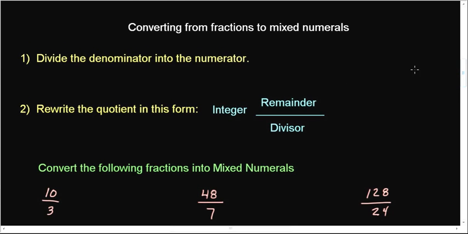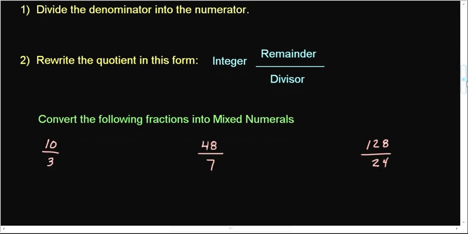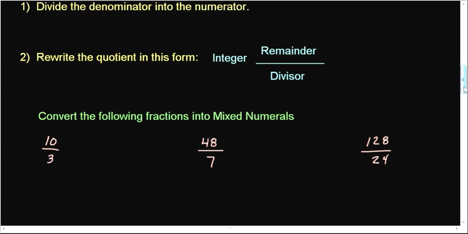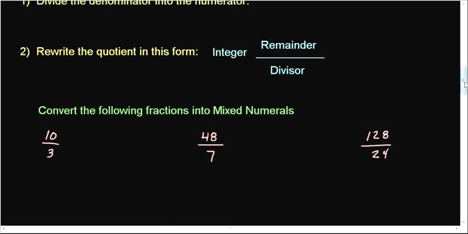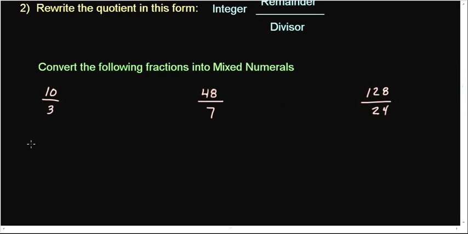And so I have three examples down here. So let's go ahead and do each example first, or the first two examples. The third example, I'm going to show you there are some things that we can do beforehand to make our job just a little bit easier. Okay, let me choose a color here that I like. We'll go with yellow. Alright, so we're going to divide the denominator into the numerator. That means that the denominator becomes the divisor, the numerator is the dividend.